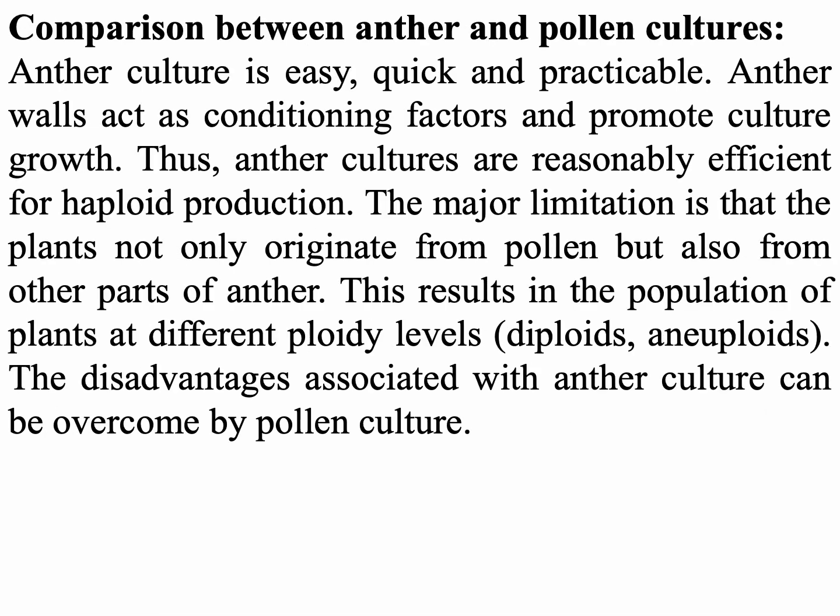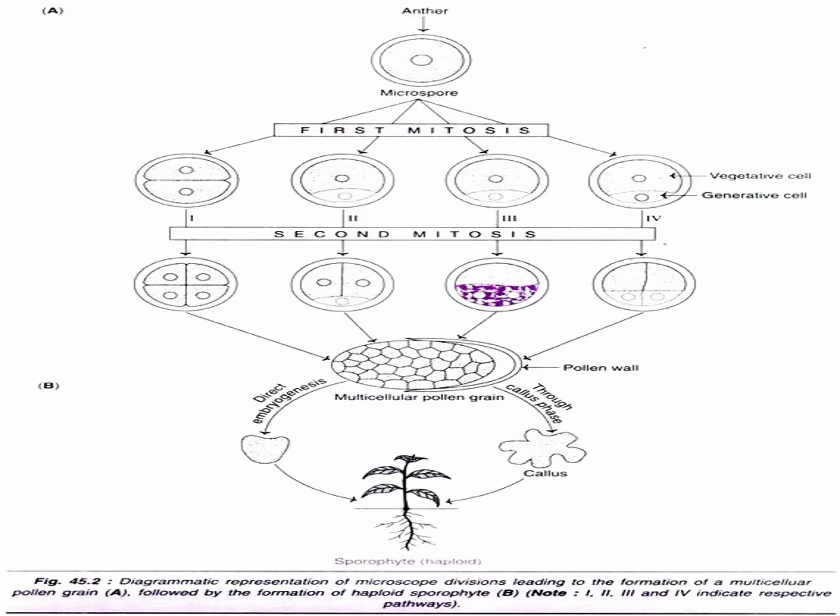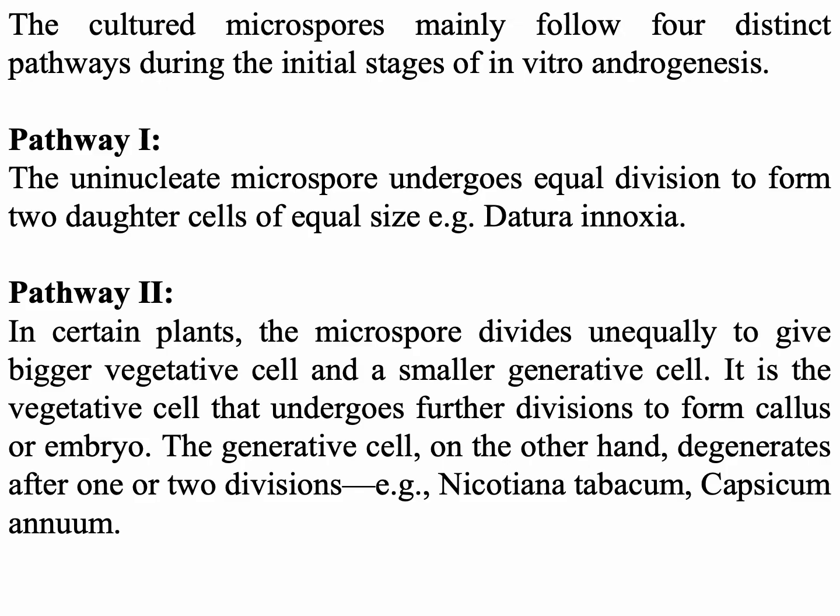Anther culture is easy and quick to perform. Anther walls are conditioning factors that promote culture growth. Thus, anther culture is responsible for efficient haploid production. The major limitation is that plants originate not only from pollen but also from parts of the anther. Development of androgenic haploids: the process of androgenesis, ultimately the production of the haploid plant, is displayed. In this video, we can understand how the androgenic plant is developed.